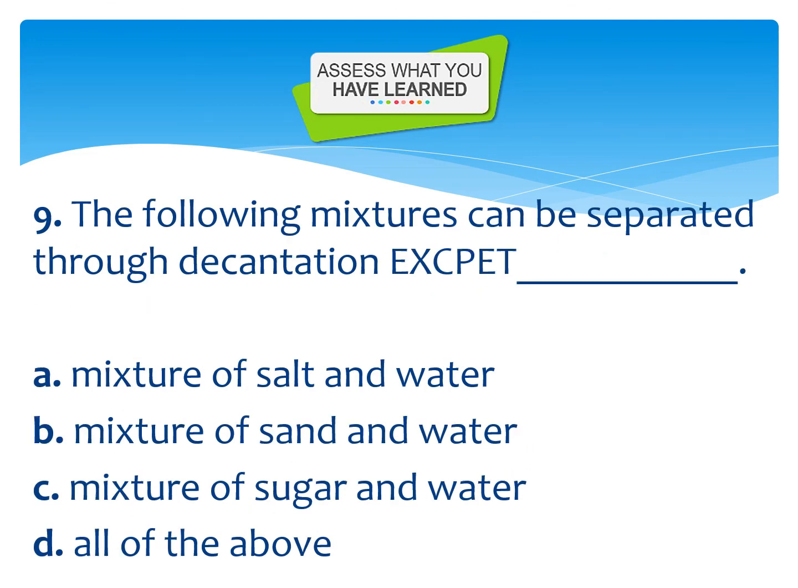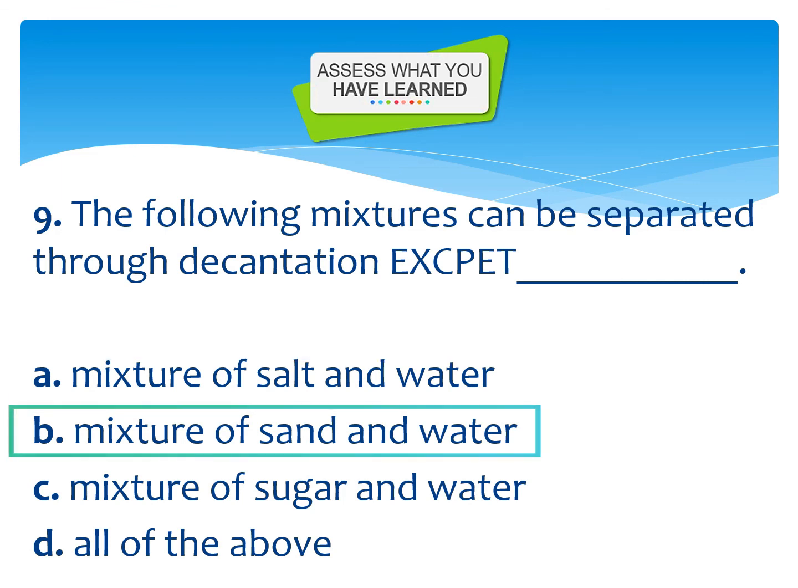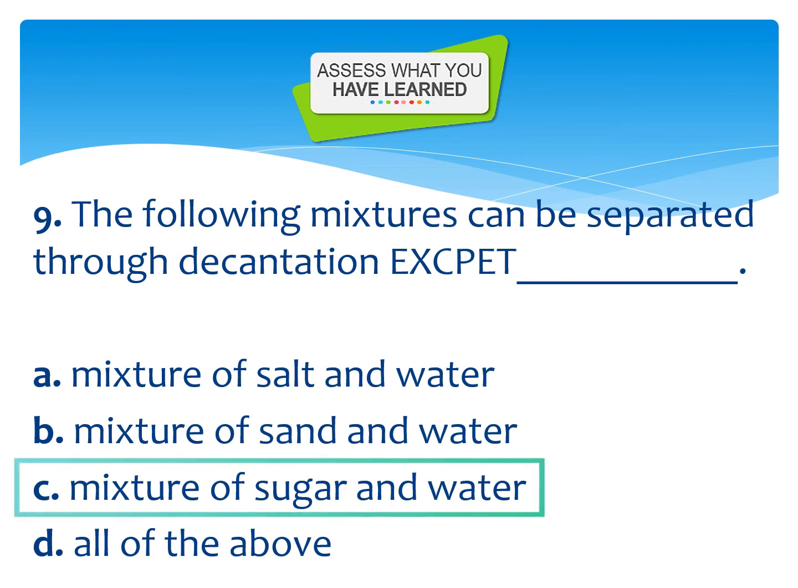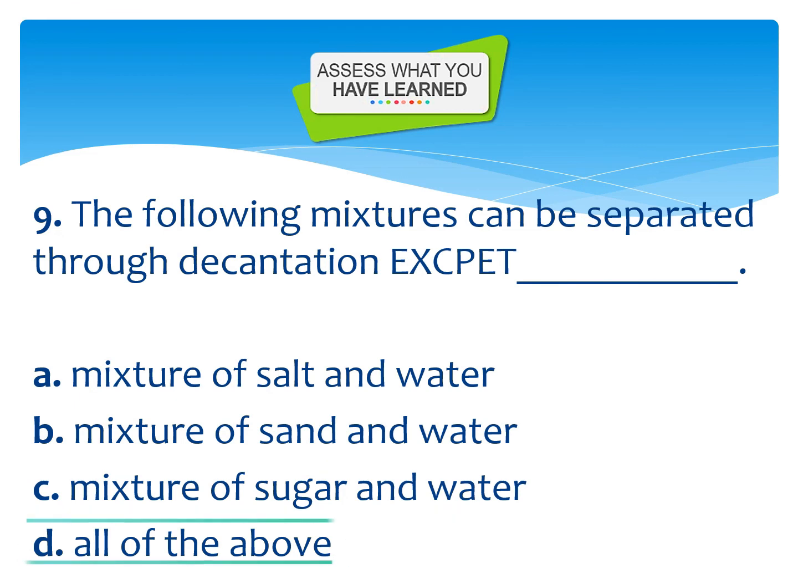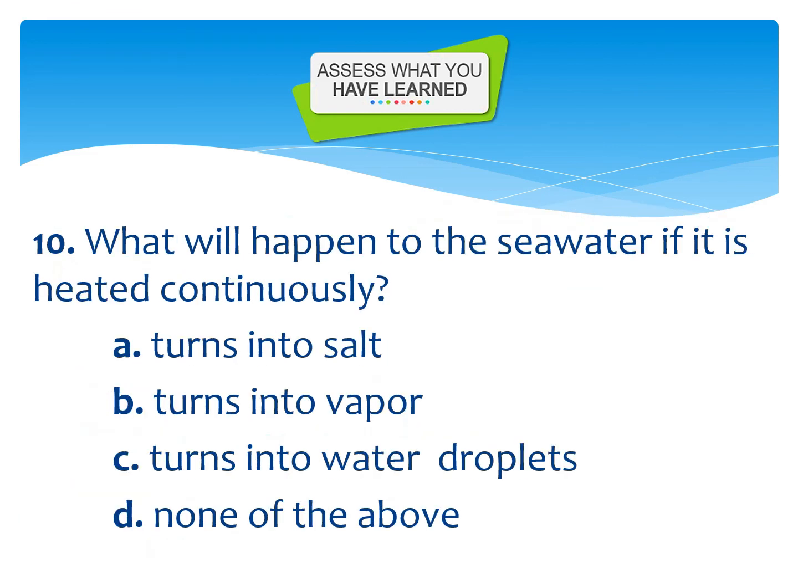Number 9. The following mixtures can be separated through decantation except blank. A. Mixture of salt and water. B. Mixture of sand and water. C. Mixture of sugar and water. D. All of the above. Number 10. What will happen to the seawater if it is heated continuously? A. Turns into salt. B. Turns into vapor. C. Turns into water droplets. D. None of the above.